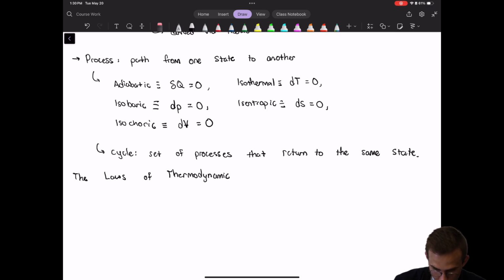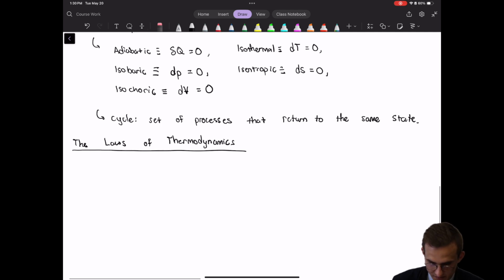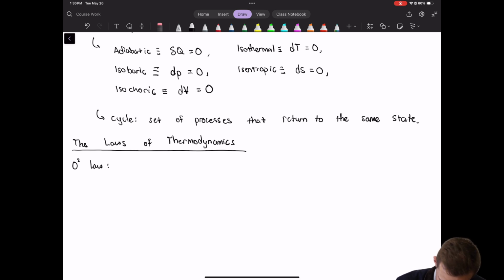zeroth laws, let's say, of thermodynamics. One of which I hadn't seen before, but is actually, I think, definitely worthwhile to make note of, which they call the zero squared law. So sort of like the zeroth law before the zeroth law.